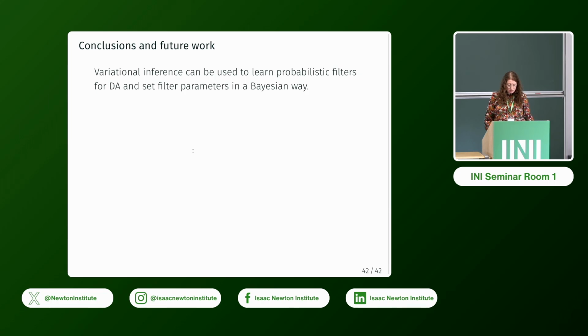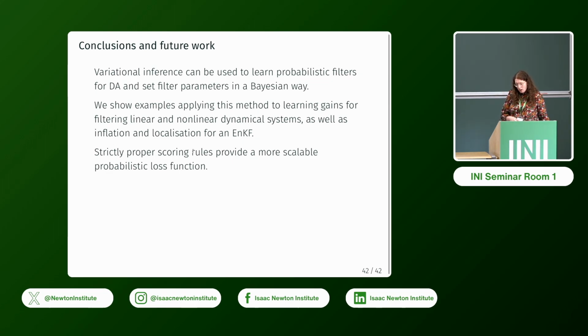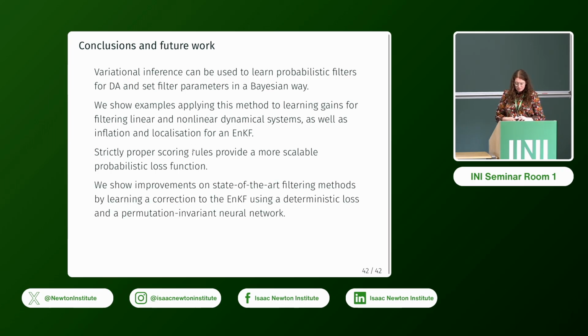So just to conclude, variational inference can be used to learn probabilistic filters for data assimilation. You can also set the filter parameters in a Bayesian way. I showed some examples applying this for learning gains, for filtering linear and nonlinear dynamical systems, as well as for learning inflation and localization parameters for an ensemble Kalman filter. I talked briefly about using strictly proper scoring rules, which are more scalable probabilistic loss functions for this problem that we're working on now. And then going back to using a deterministic loss, we showed improvements on state-of-the-art filtering methods by learning a correction to the ensemble Kalman filter. And we did this using these permutation invariant neural networks.